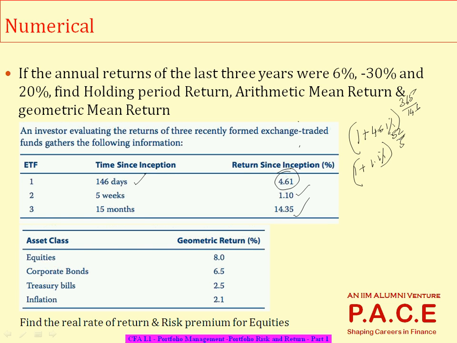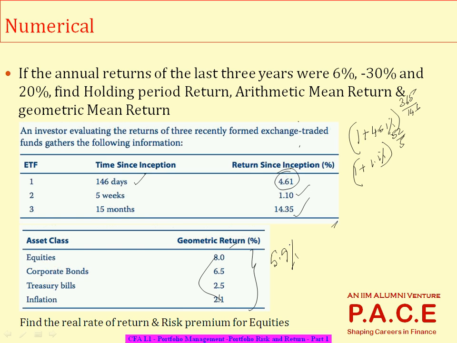How will I get the real rate of return? From the nominal, take out the inflation. So for the equities, the nominal rate of return is 8%. The inflation is 2.1%. So if I take it out, it becomes 5.9%. That becomes my real rate of return.